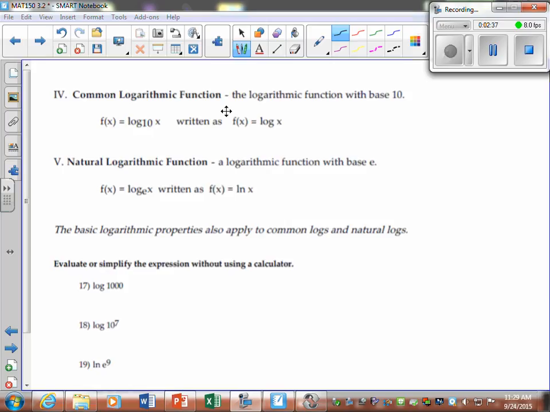The next thing is common logarithm functions. Basically, anytime you have a logarithm written without a base, it's base 10, and I'm going to rewrite this. So it's log base 10 of x. If you just see log of x, then we know it's an assumed base 10. Just like when you have x, it's assumed to be 1x, as well as x to the first power.